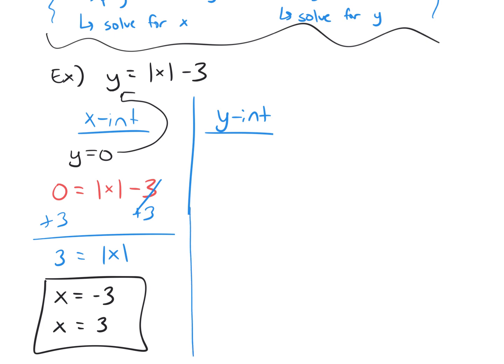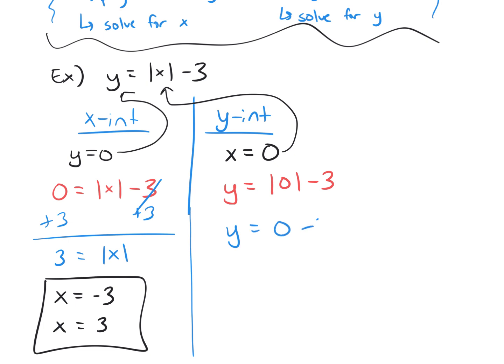So for y-intercept, how is that different? Right, we're going to plug 0 in for x this time. So now I'm going to take the 0, I'm going to plug it in for x. So this turns into y equals the absolute value of 0 minus 3. And then you just solve. What is the absolute value of 0? 0. What is 0 minus 3? Yep, so y equals -3.